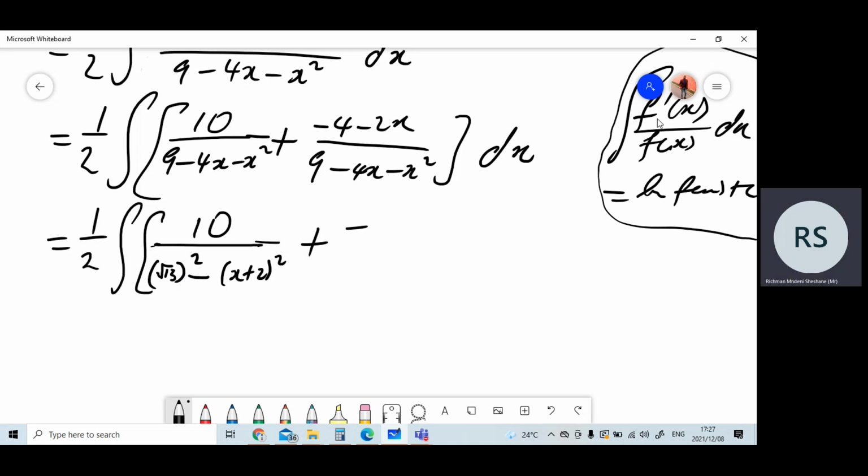And here you're going to apply this formula. If you have f prime over f of x, in the numerator we have the derivative of the denominator. So as you can check here, the derivative of this is minus 4 minus 2x. Okay, but when I integrate, because I was focused on my first term, let's return the second term as it is, minus x squared dx.